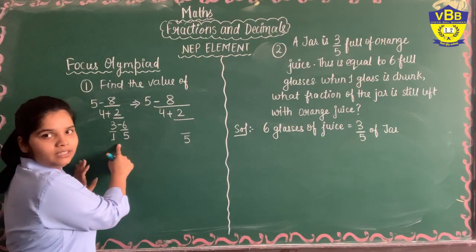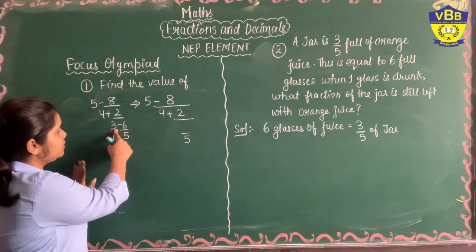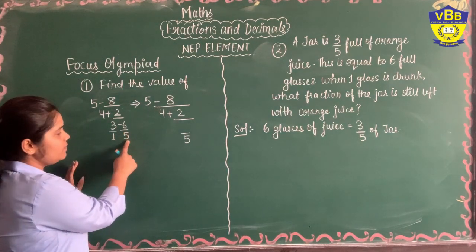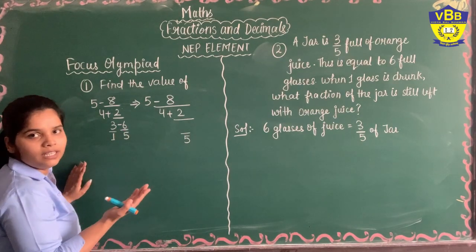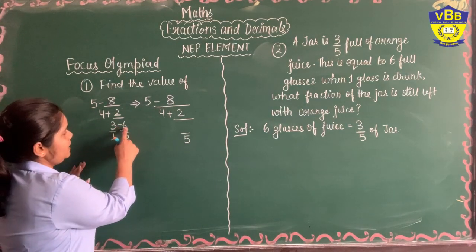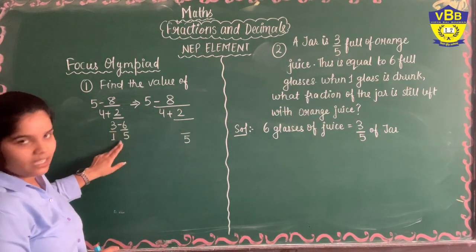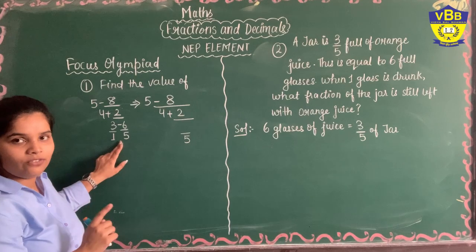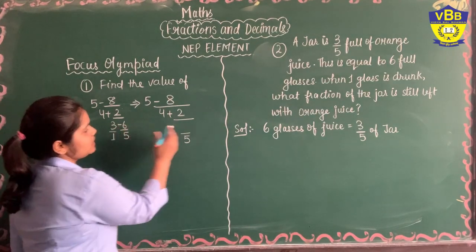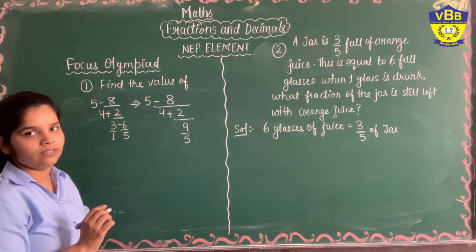By multiplying it with 5, so 3 will also be multiplied by 5. 3 multiplied by 5 is 15. And here it is 5 already, so no need to multiply any number to make it a 5 again. So 15 minus 6. I am directly writing here by taking the LCM, making them like fractions, and subtracting the numerators. It will be 15 minus 6, that will give you 9 upon 5, 9 by 5.